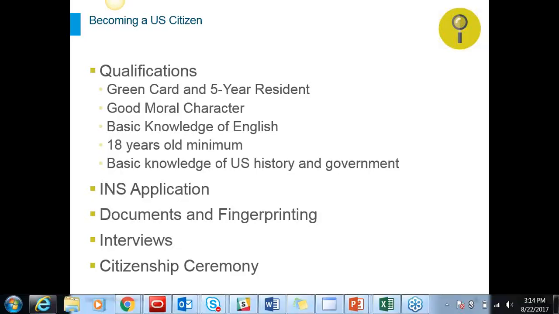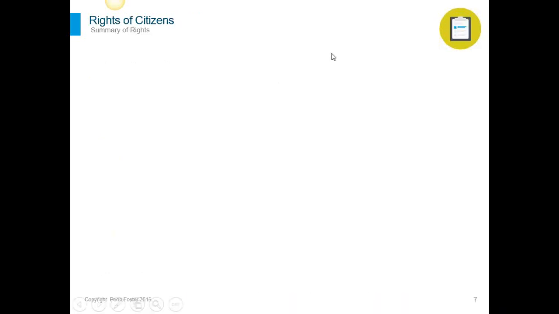Thank you. So it is the INS, again, the Immigration and Naturalization Service. The IRS, the Internal Revenue Service, collects taxes once a year. The NSA, the National Security Agency, is the organization within our federal government that monitors our national security. So that is how someone becomes a citizen.